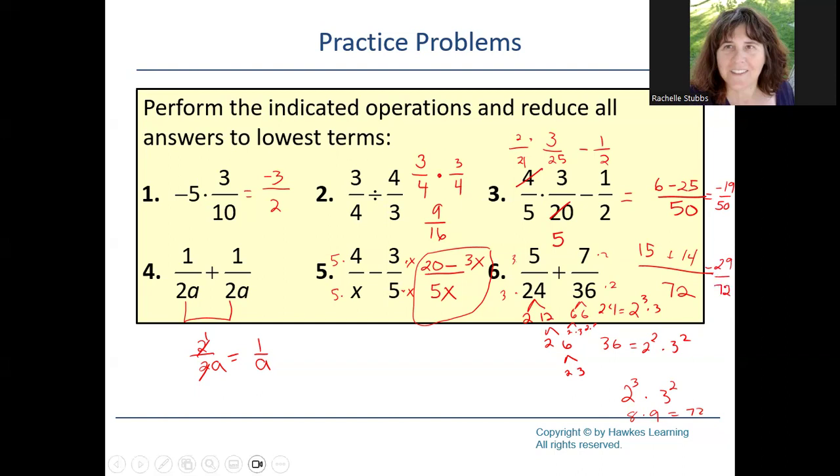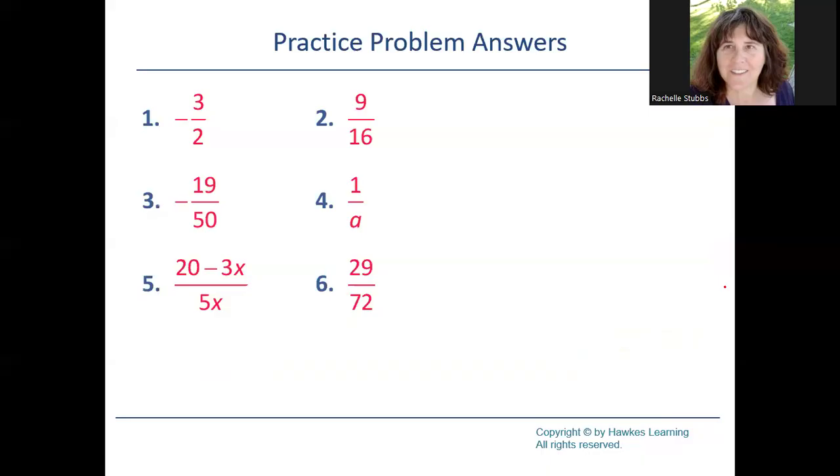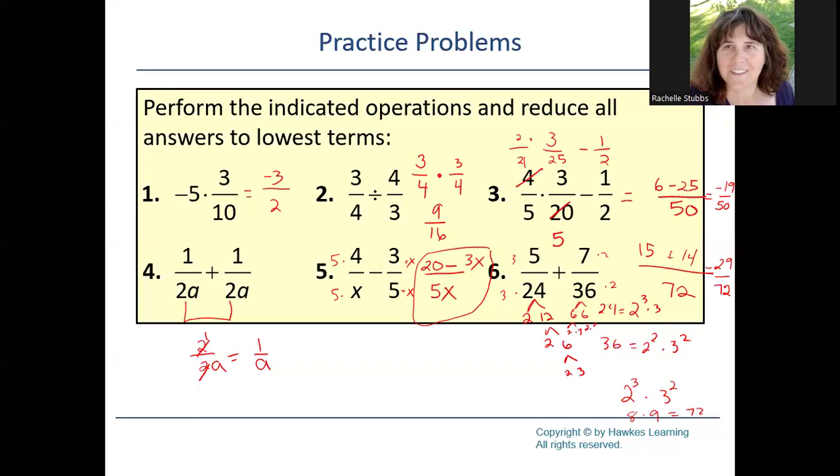So let's just check and see if we got those. Negative 3 halves, negative 19 fiftieths, 9 sixteenths, 20 minus 3x over 5x, 1 over a, and 29 over 72. So we did get them correctly. There they've been done. And hopefully you get this all, that it works well for you.